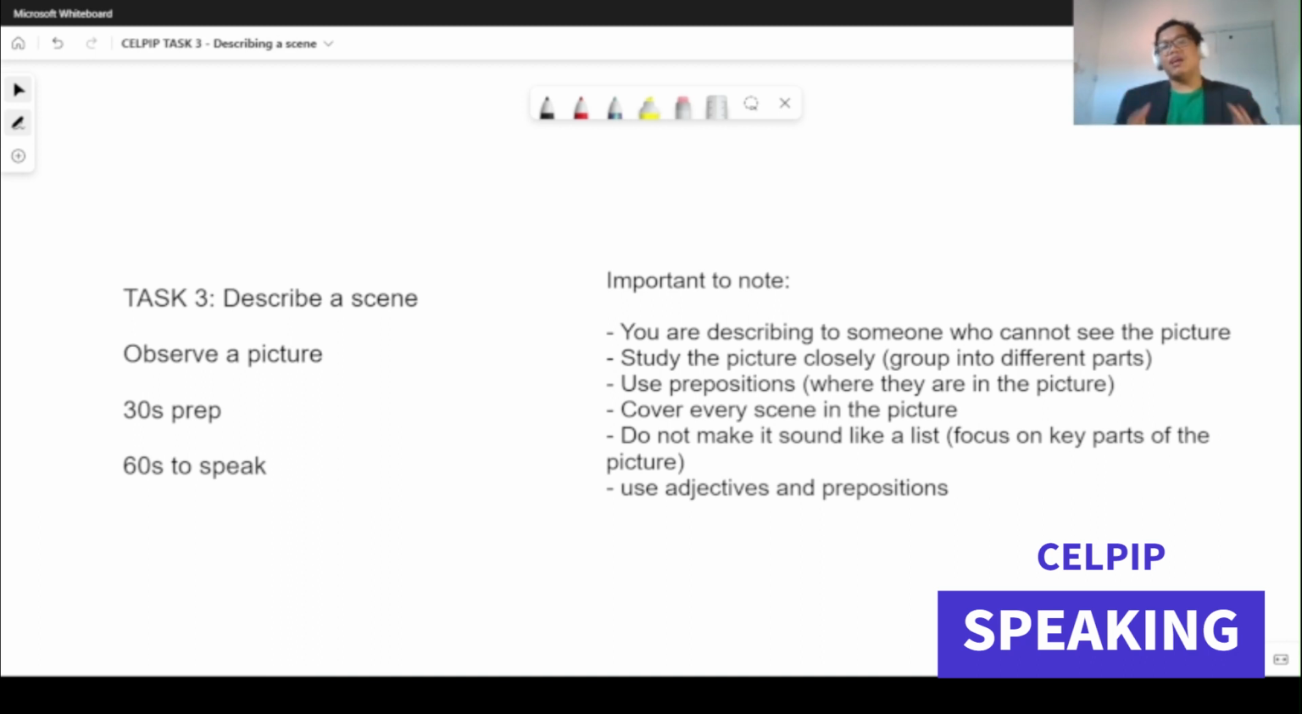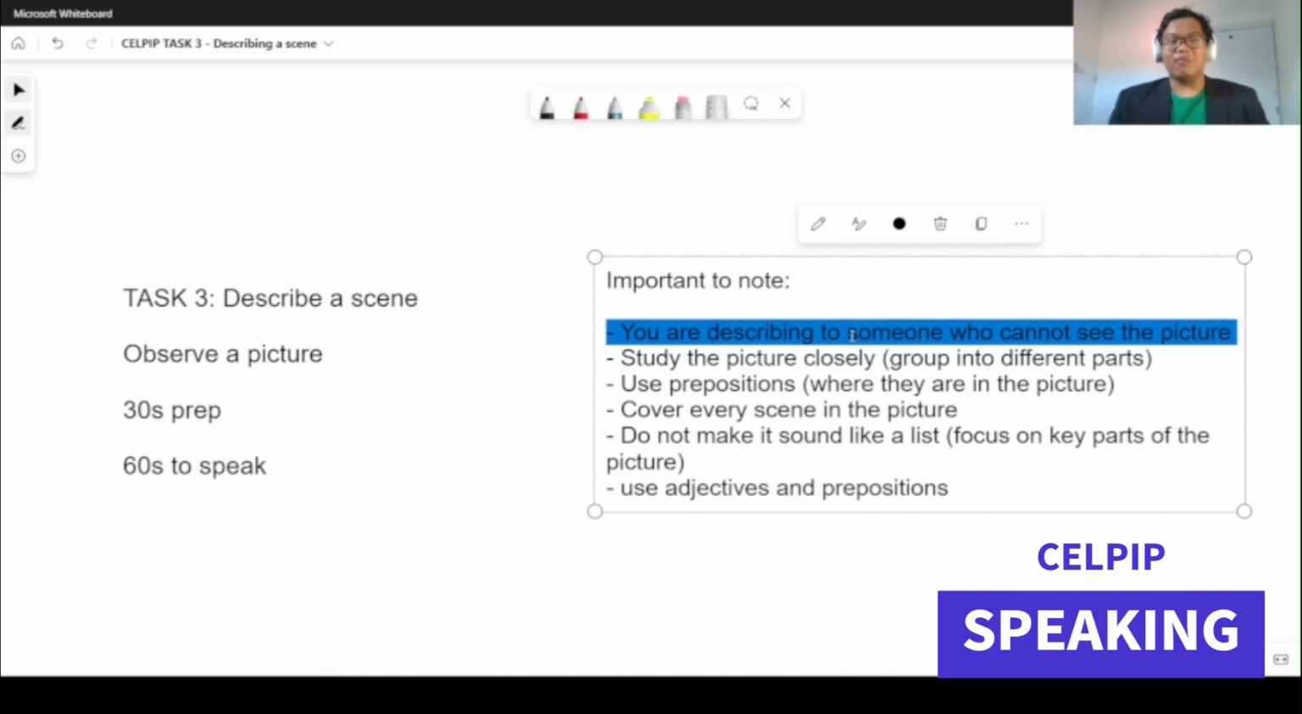So let's start off with some important notes that you need to be aware of. The first one is you are basically describing to someone who cannot see the picture. So let's pretend you're describing a picture to someone over the phone, right? When video call wasn't available, or you're describing to a blind person. So you have to make sure the way you describe the picture clearly outlines the entire thing and makes it clear in terms of its visual so that the person can clearly picture in their mind what the picture looks like.